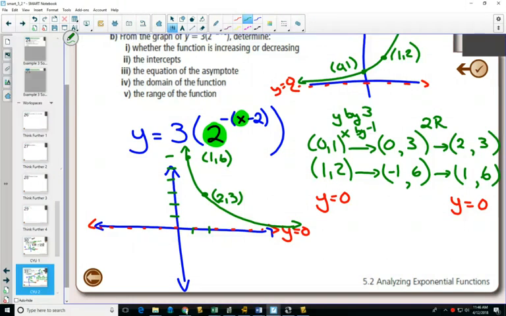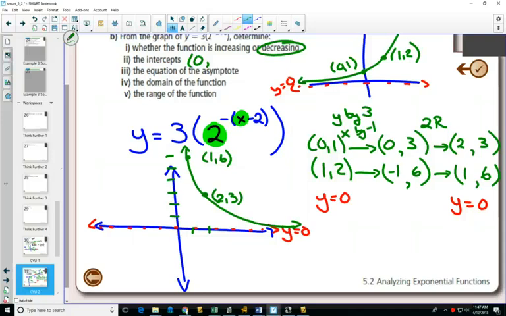So is this one increasing or decreasing? This function's decreasing. If I wanted to find an intercept, well, there's no x-intercepts because I have an asymptote at y equals 0. If I want to find a y-intercept, which isn't graphed, how do you find a y-intercept? Plug in 0 for x. So let's go to our equation. What would happen if you plugged in 0 for x?